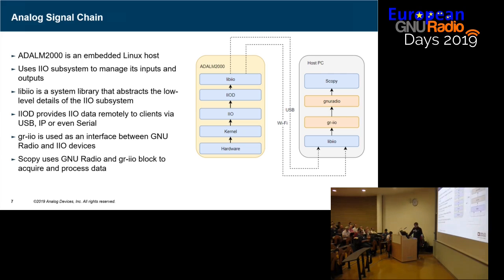So in order to better understand how this system works, we should take a look at the analog signal chain. The M2K is an embedded Linux host which uses the IIO subsystem. IIO stands for Industrial Input Output. It uses the IIO subsystem to manage its inputs and outputs.